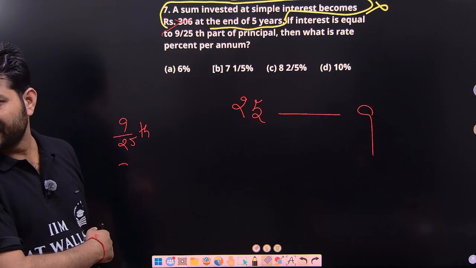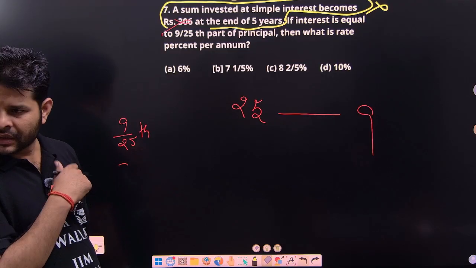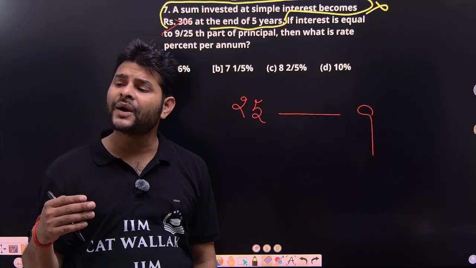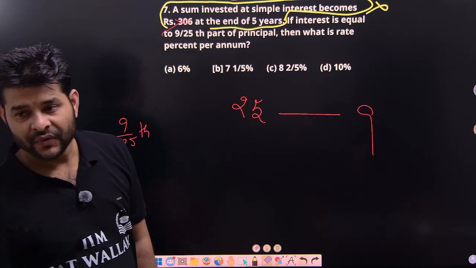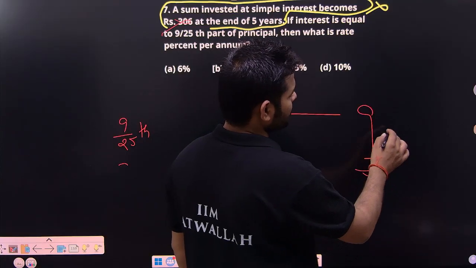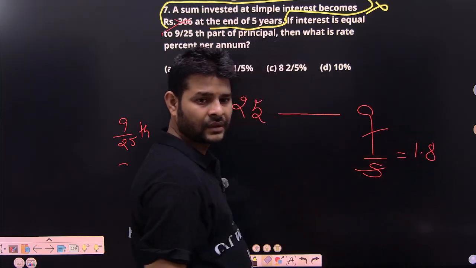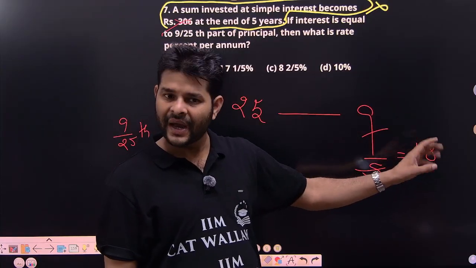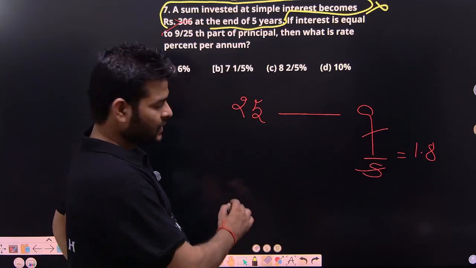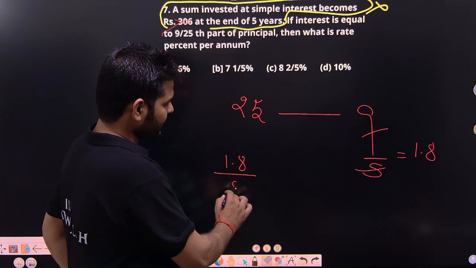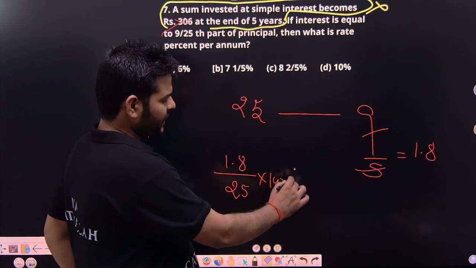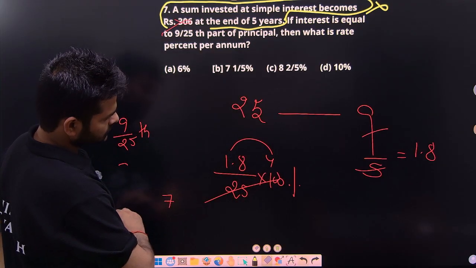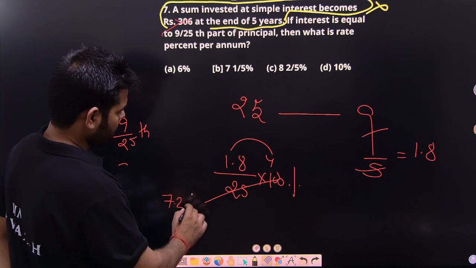So which are we comparing? Principal. So principal would be 25, and 9 would be simple interest. 9 simple interest is for how many years? 5 years. So for 1 year, the simple interest is 1.8. On 25, for 1 year simple interest is 1.8. So what would be the rate of interest?